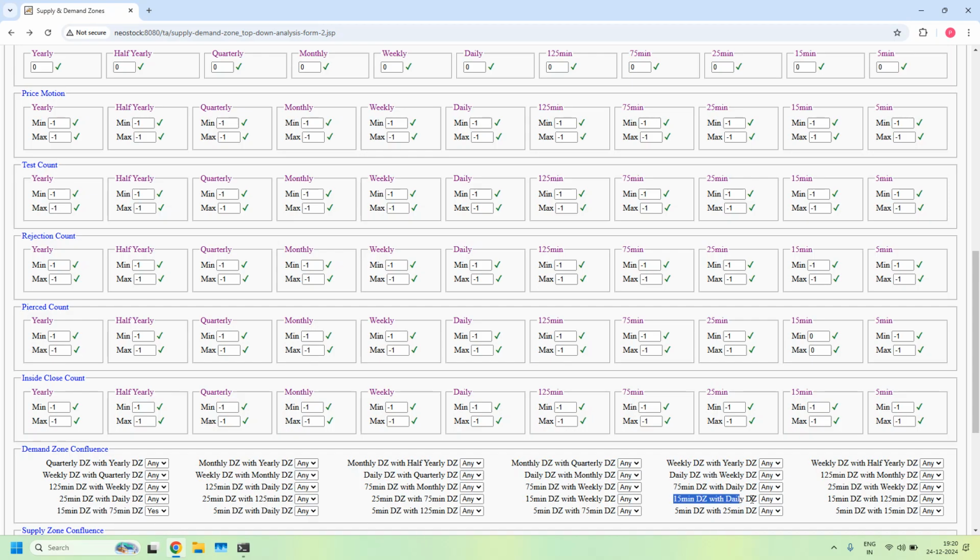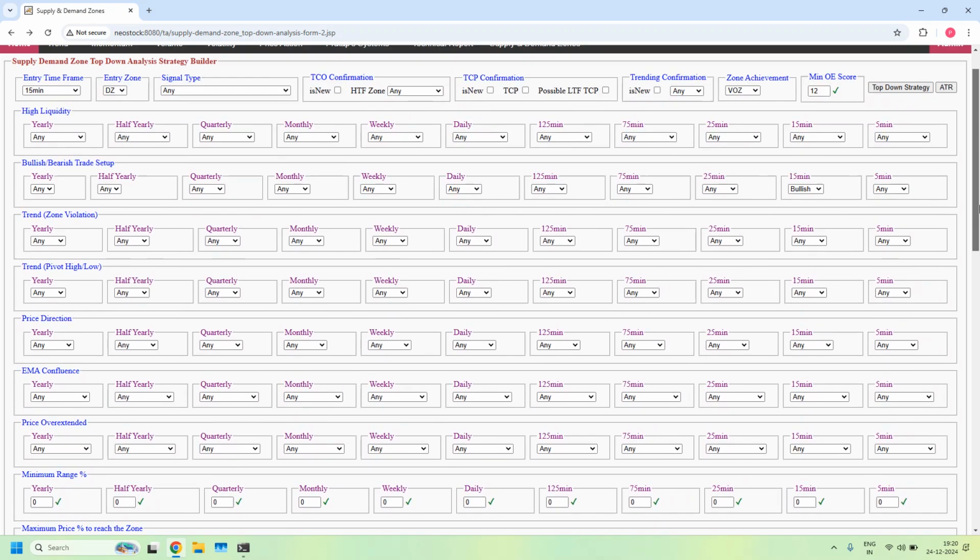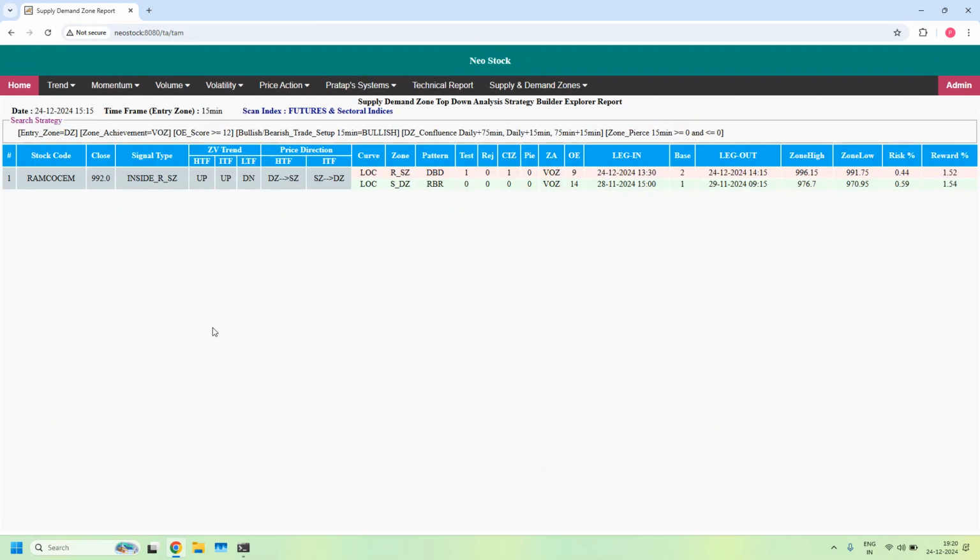Second filter, 15 minutes demand zone with daily demand zone confluence. Third filter, 75 minutes demand zone with daily demand zone confluence. With all the 3 filters enabled, LTF, ITF and HTF demand zone confluence, we got 1 stock.